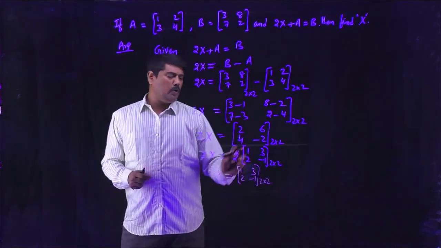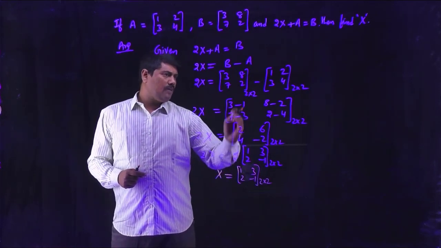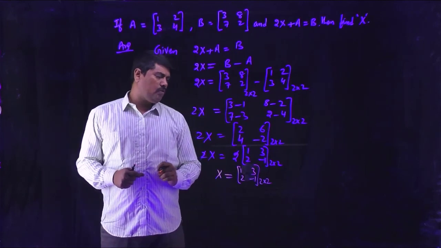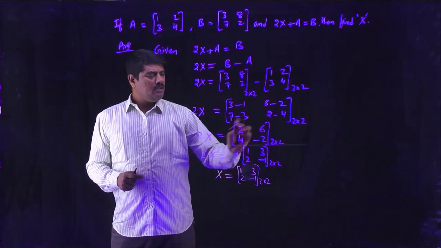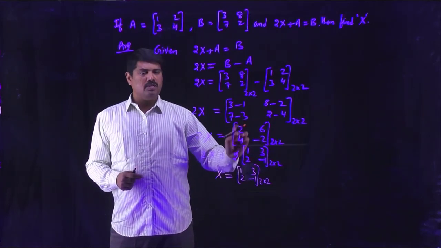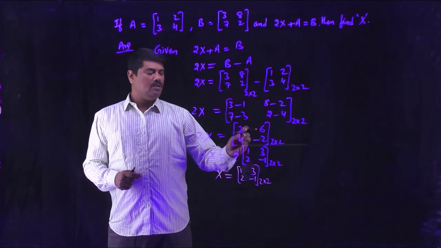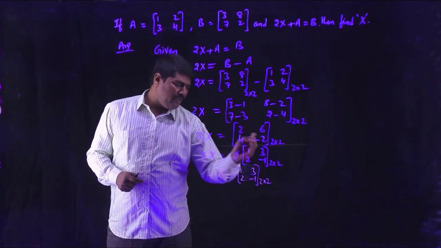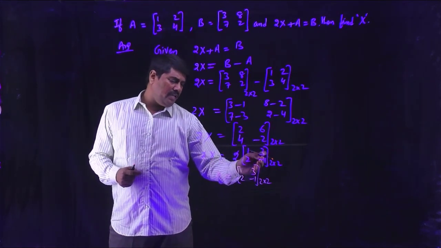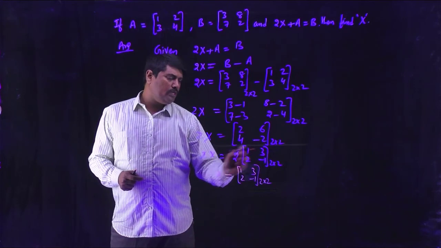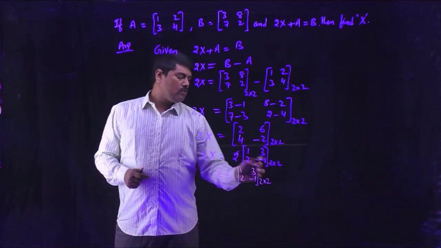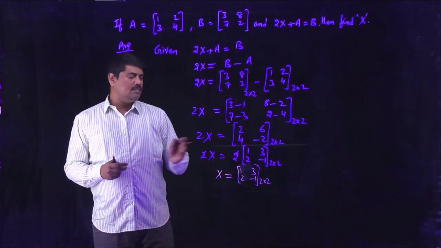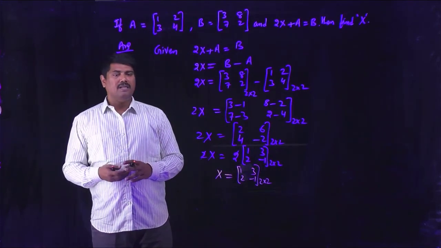Observe this point. After subtracting B minus A, you get the matrix 2, 6, 4, minus 2. Every element is a multiple of 2, so you can separate 2 from each element. Or you can check by multiplying every element with 2: 2 into 1 is 2, 2 into 3 is 6, 2 into 2 is 4, 2 into minus 1 is minus 2. So with cancellation of 2 on both sides, we get the required matrix X.